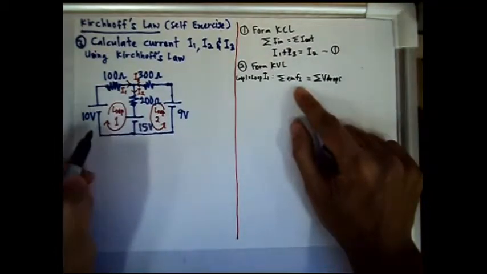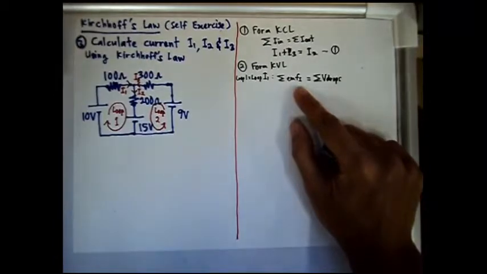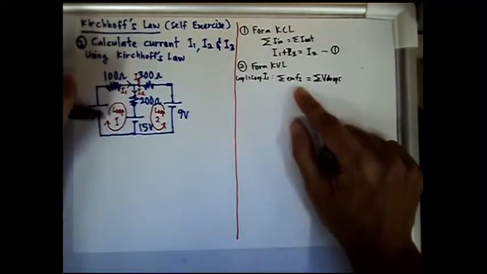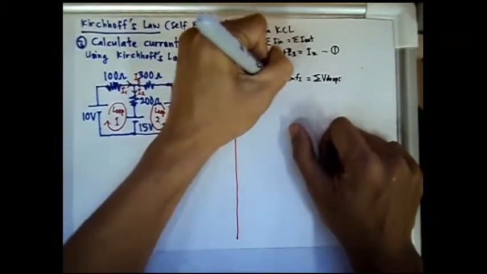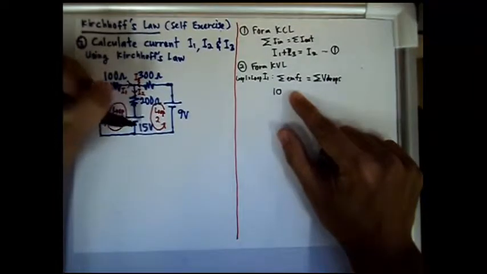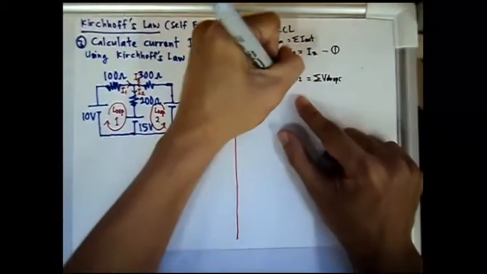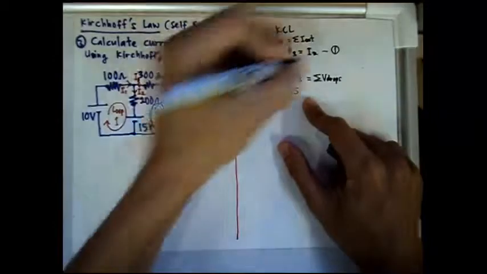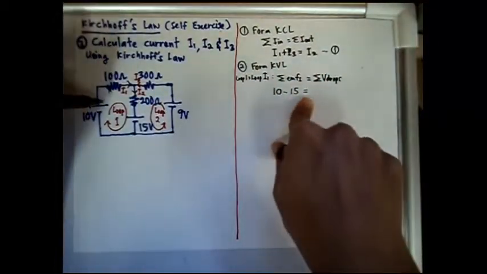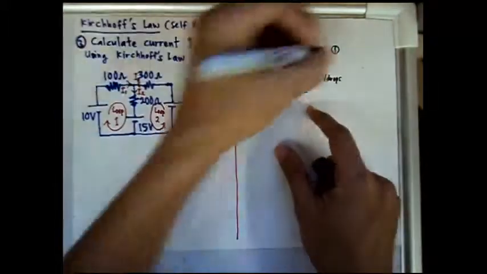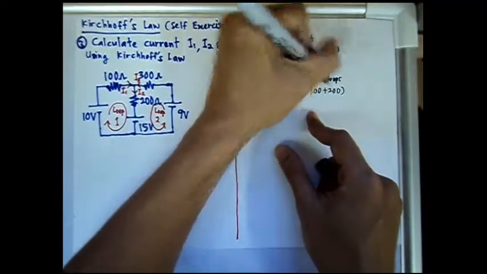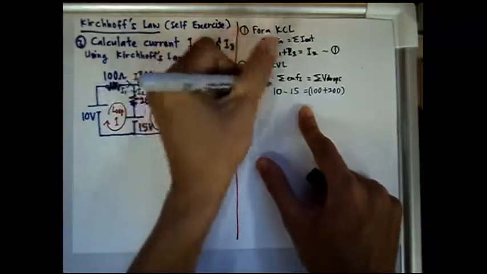So for loop I1, the KVL equation is total EMFs equals total voltage drops. In loop I1, we have two EMFs, 10 volt and 15 volt. For 10 volt, the direction of supply is the same as the direction of the loop, so we have positive 10. For the 15 volt EMF, the supply and the loop are in opposite directions, so we put minus 15. Around the loop we have 100 ohm and 200 ohm resistors, so 100 plus 200 times I1.